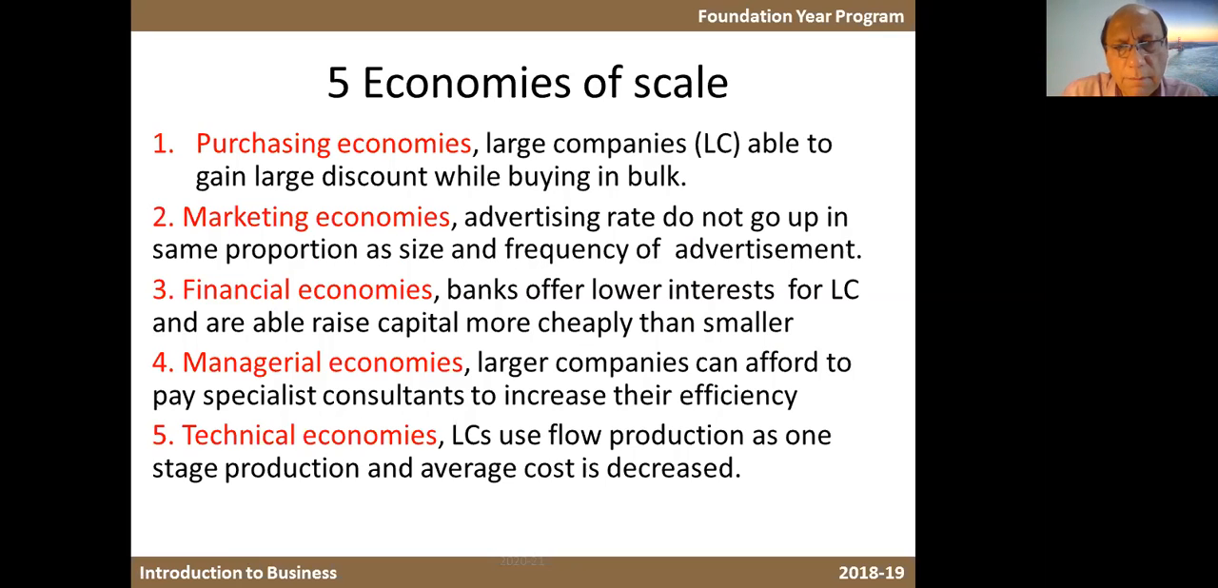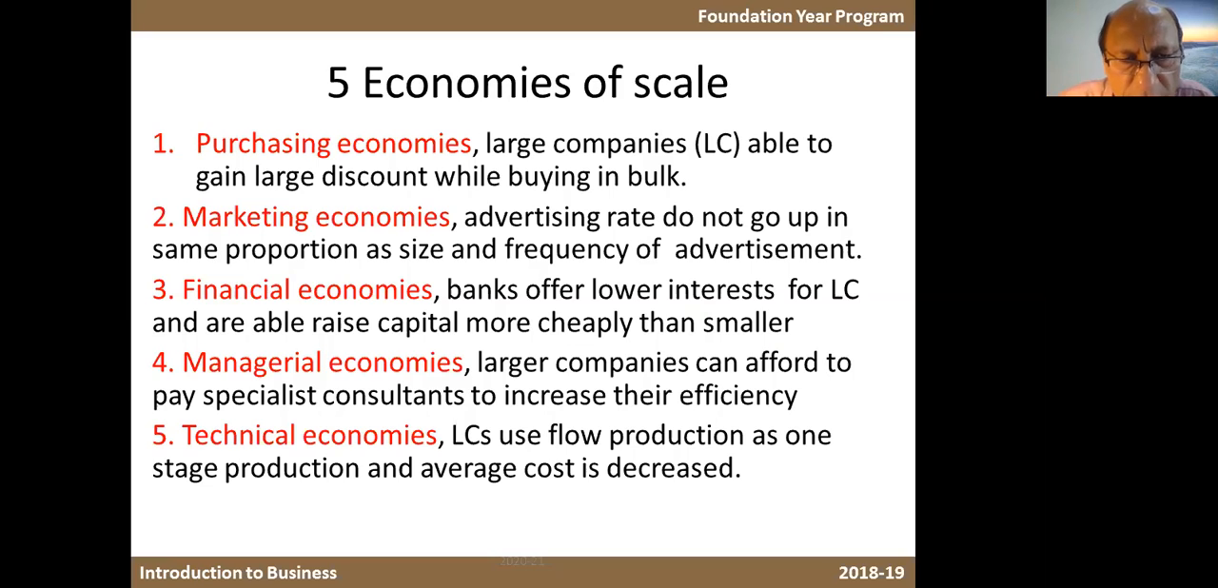Financial economies. Banks offer a lower interest rate to large companies, and these companies are able to raise capital more cheaply than smaller companies. So a smaller company has small capital and a large interest rate, and a large company has large capital but a lower interest rate.